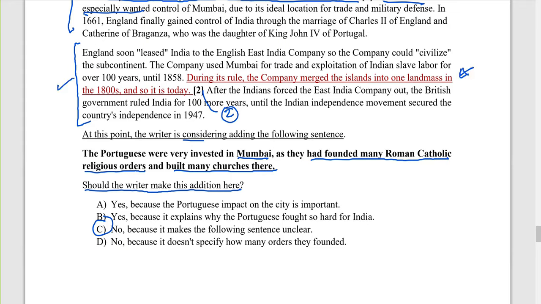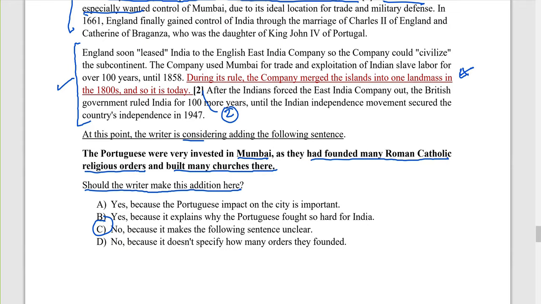England sold East India to the English East India Company so the company could civilize the subcontinent. The company used Mumbai for trade and exploitation of Indian slave labor for over 100 years until 1858. During its rule, the company merged the islands into one land mass in the 18th century. And so it is today.